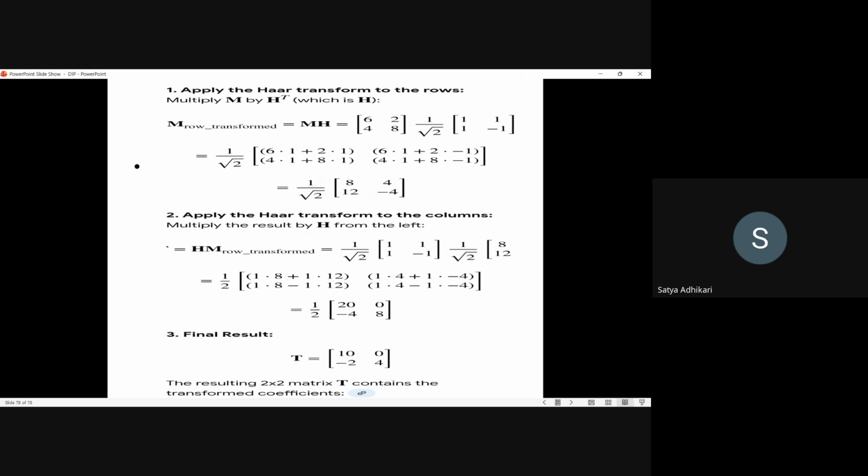Similarly, for the second row, 4 into 1 plus 8 into 1, then 4 into 1 plus 8 into minus 1. That is, you multiply the row of the first matrix with the column of the second. So 6 plus 2, 8. The resultant matrix is 1 by root 2 times: 6 plus 2, 8; then 6 minus 2, 4. And the second row is 4 plus 8, 12, and 4 minus 8 equal to minus 4.